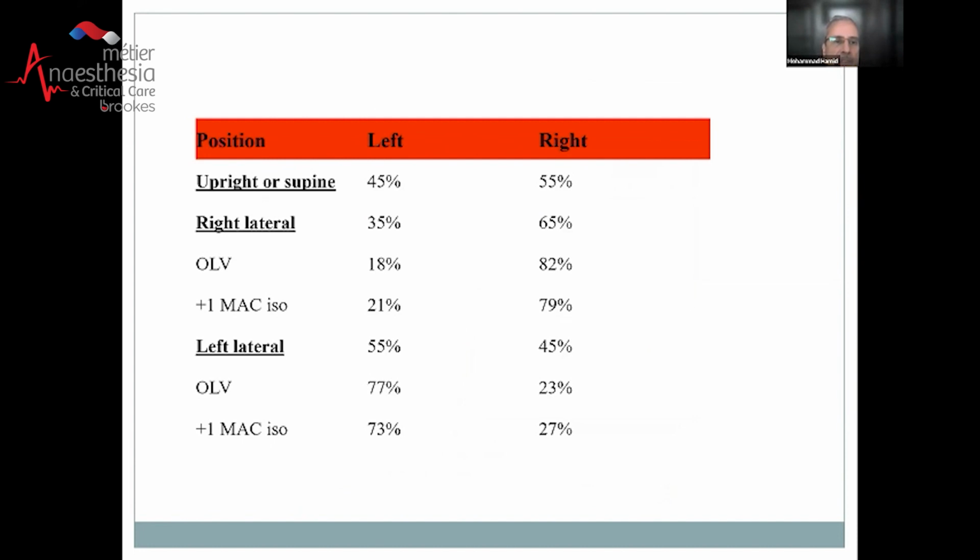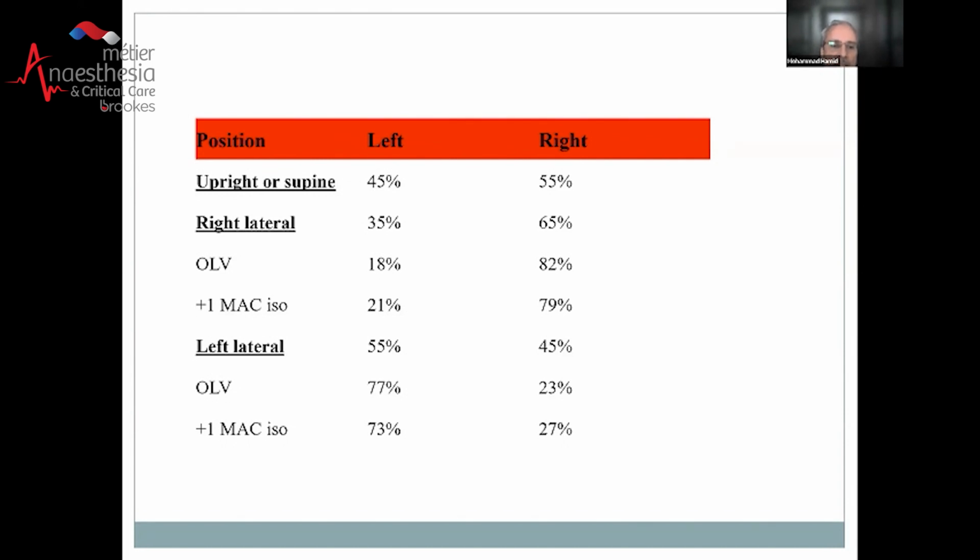So in an upright position, the left lung receives about 40% of the blood, while the right lung receives 55%, because it has more volume. As we already discussed, the right lung is almost 10% larger than the left. In the right lateral position, when you are doing surgery on the left side of the thorax and the right side is dependent, the blood flow will increase from 55% to 65%, while in the left lung it will be reduced from 45 to 35%.